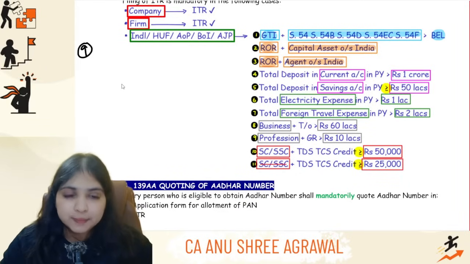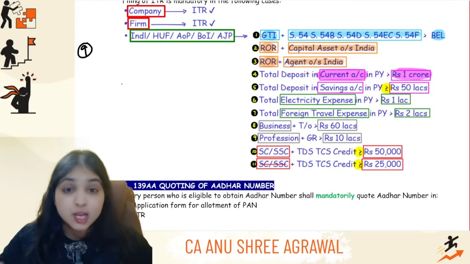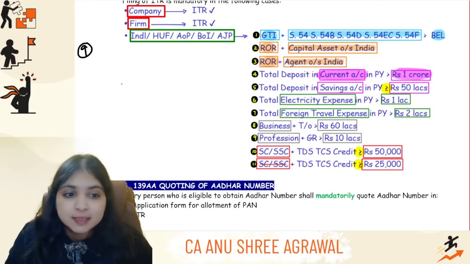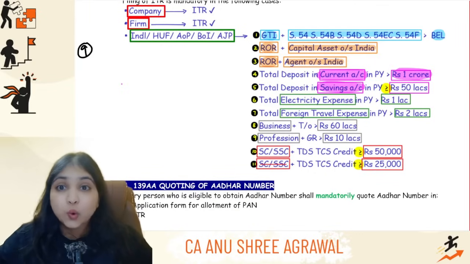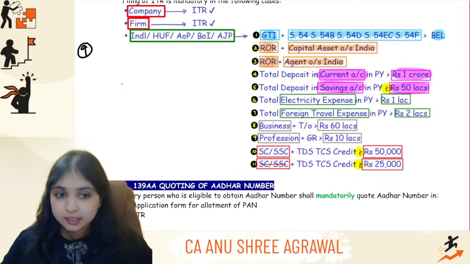Then we'll check the total deposit in the current account. If the assessee has deposited in total more than 1 crore rupees in the current account, that assessee has to file ITR. Then we'll check how much in total the assessee has deposited in his savings account. If the total deposit in the savings account is at least 50 lakhs, that assessee has to mandatorily file ITR.